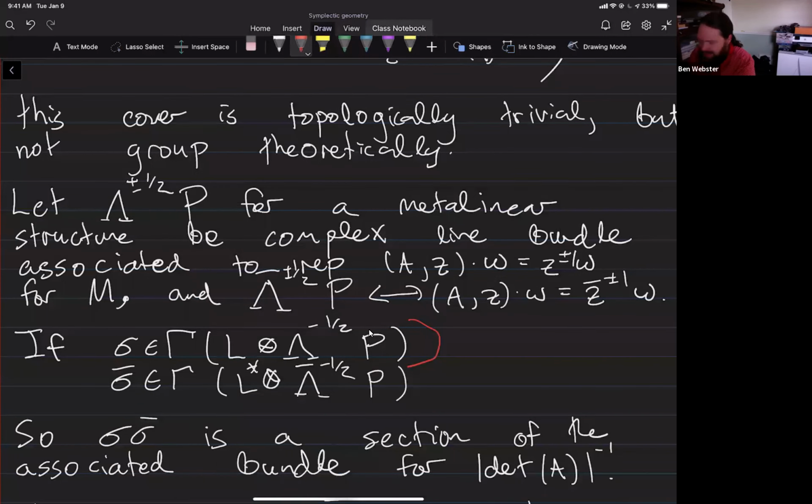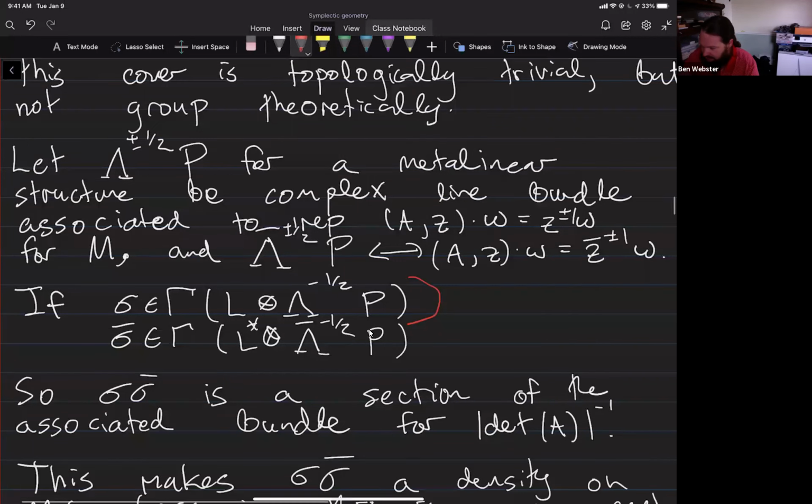What I'm saying here is that P has some transition functions, which I assume are actually in the metalinear group. And then I can take those same transition functions, have them act in this representation where the only thing you look at is how does Z inverse act, and take the associated line bundle. And of course, this tensor product is over C.